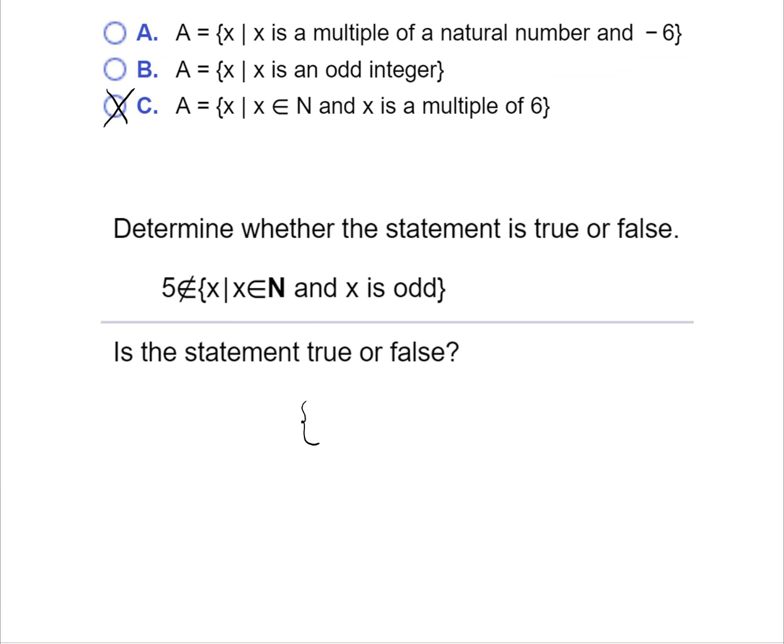That set is going to be odd numbers, so it's going to go 1, 3, 5, 7, 9, etc. And we notice 5 is an element of that set, so therefore this statement is false. And it's very helpful to write the set out as I did here so that you can make sure you understand whether or not the statement is true or false.